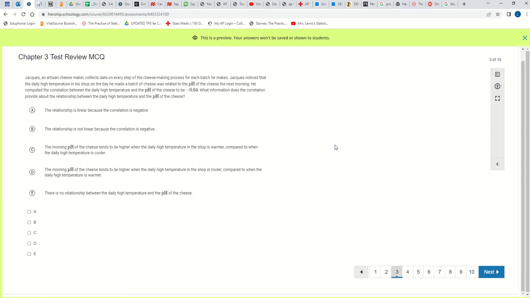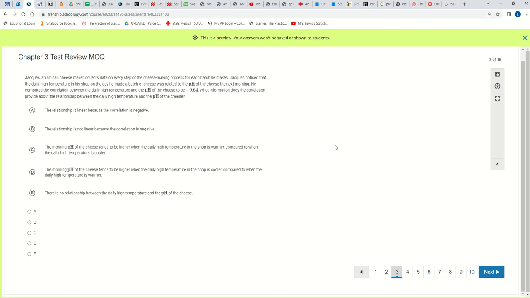The daily high temperature would be explanatory because it might help explain the pH. A says the relationship is linear because the correlation is negative. There's everything wrong with that one. That one's definitely not it. B says the relationship is not linear because the correlation is negative. Those aren't even related to each other at all. C, the morning pH of the cheese tends to be higher when the daily high temperature is higher.